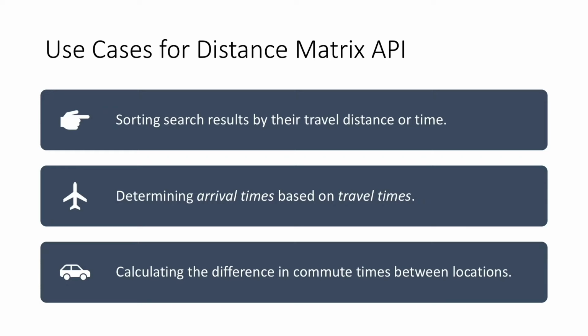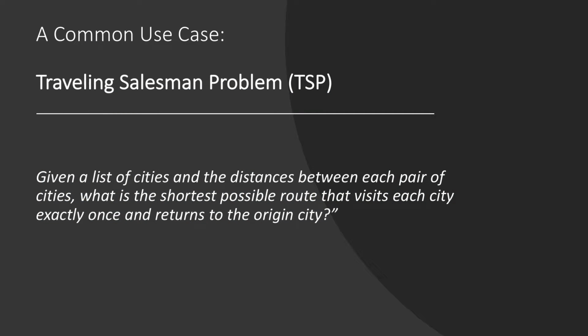Calculating even your commuting time. So if you're moving house and you're trying to figure out how long it's going to take you to get to your place of work. But one of the more common use cases for this API is the traveling salesman problem. Is anybody familiar with this?